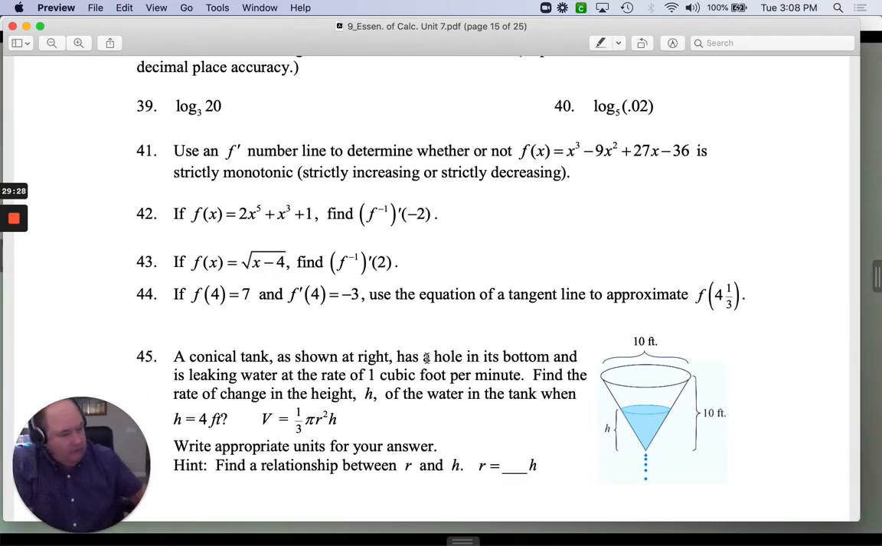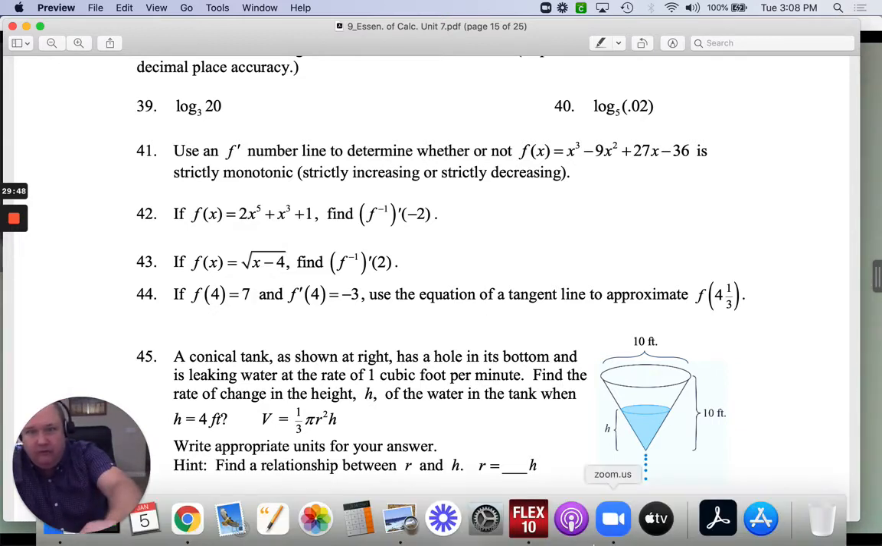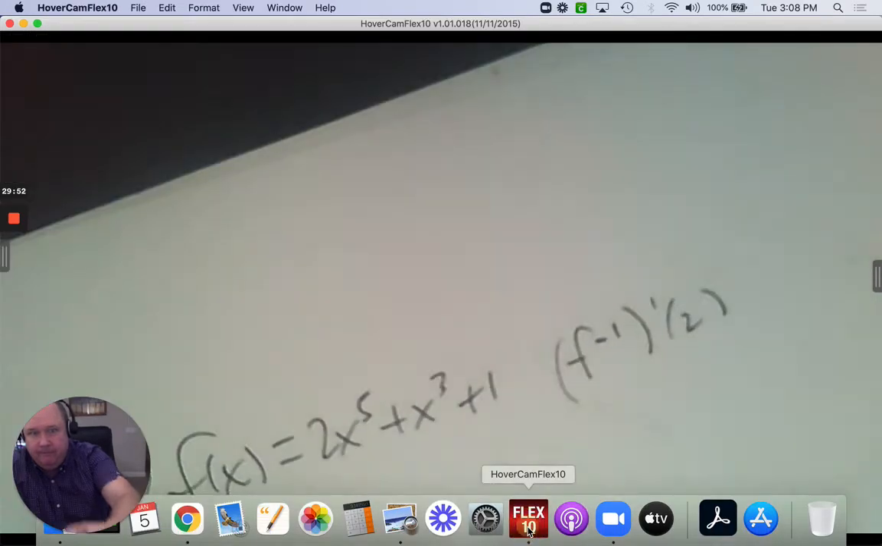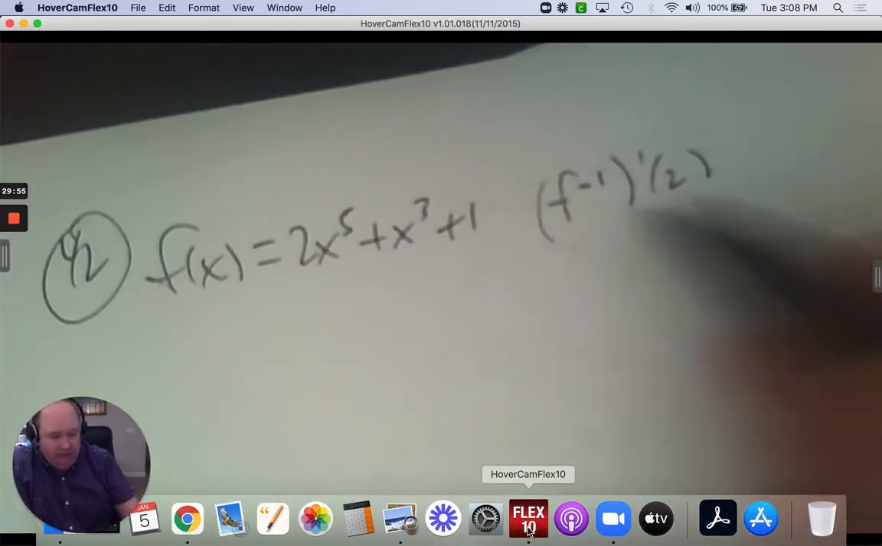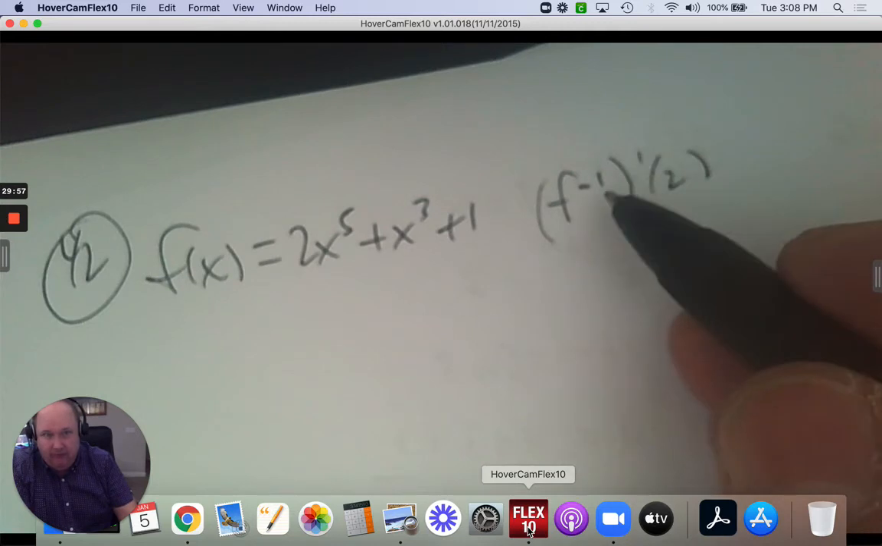42. If f of x equals 2x to the 5th plus x cubed plus 1, and the derivative of the inverse at 2, what does it equal? So let's see if we can do that. So you're given a function. You're asked to find the value of the derivative of the inverse at 2. How do I do this?